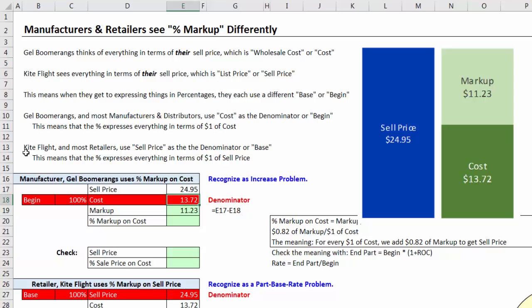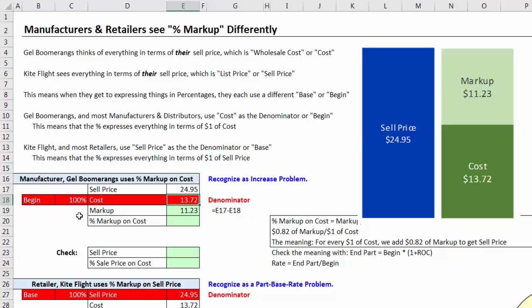For the retailers, Kite Flight and most retailers, they use the sell price as the denominator or base. That means if this is the denominator, we have two different parts. We can take markup and divide it by sell price. That actually gives us percent markup on sell price. We're also allowed to take the other part, cost, as a percentage of sell price. The point is, percentage markup on cost is going to be different than percentage markup on sell price.